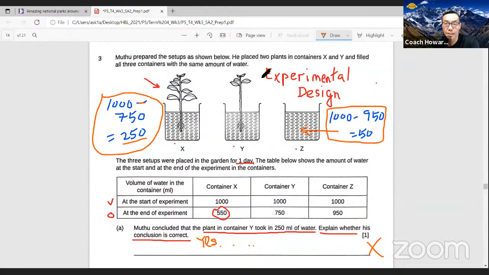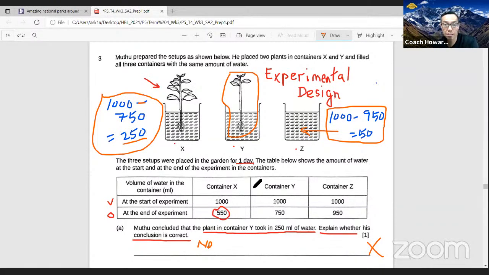Okay, so we assume that they are in the same experimental conditions, same temperature, same humidity, same wind velocity, same location. So 50 ml of water has evaporated. So in other words, instead of yes, right, it should be no. Why is it no? Because 50 ml of water has evaporated, right? So that means this plant in setup Y, right, has taken in only 200 ml of water, because 50 ml of water was lost during evaporation.